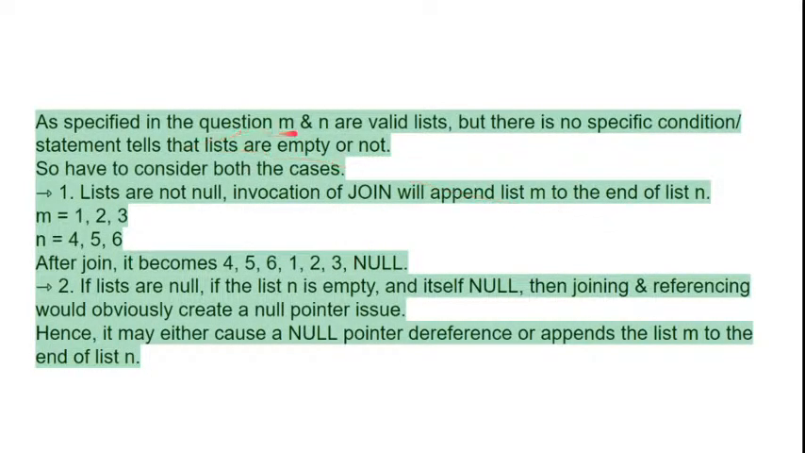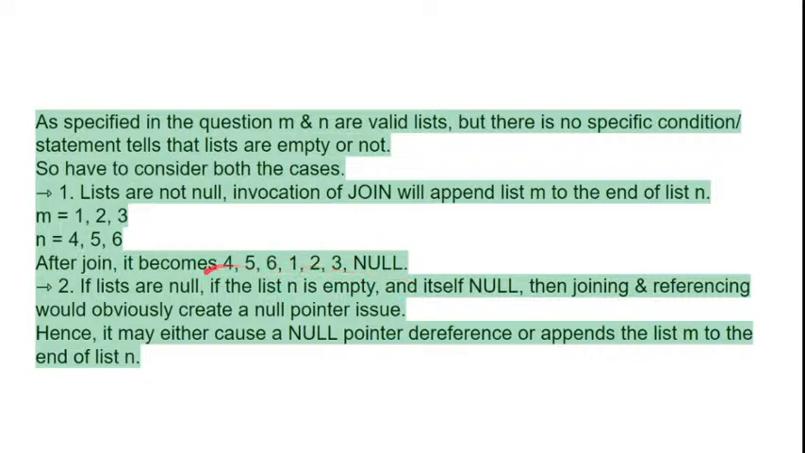As specified in the question, m and n are valid lists, but there is no specific condition or statement that tells whether the lists are empty or not. So we have to consider both the cases. If the lists are not null, invocation of join will append the list m to the end of the list n. So m is 1, 2, 3 and n is 4, 5, 6. After join it becomes 4, 5, 6, 1, 2, 3, null.